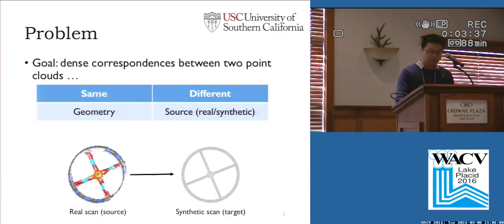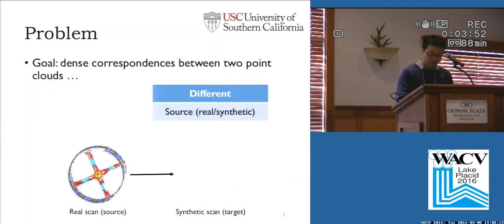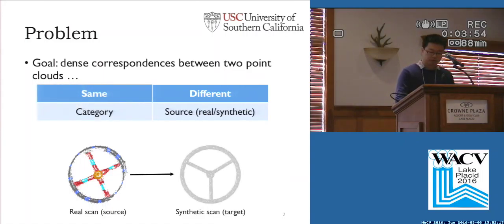Ideally, if two objects have exactly the same geometry, then the problem is trivial, and we can just establish the correspondence by simply a rigid transformation. But in practice, due to the limited size of the object library, a perfect match does not always exist. So if we can only find the matching object of the same category, but with different geometry, then the dense correspondence becomes hard.